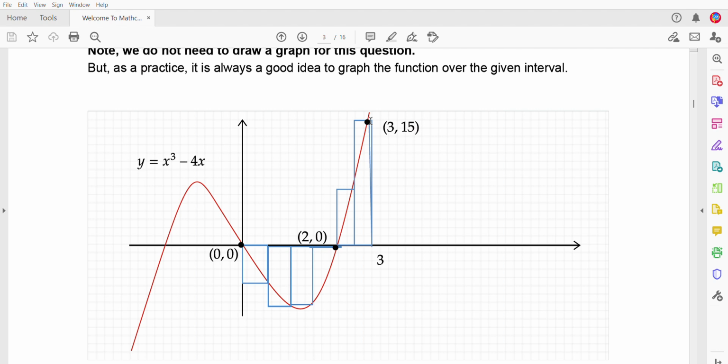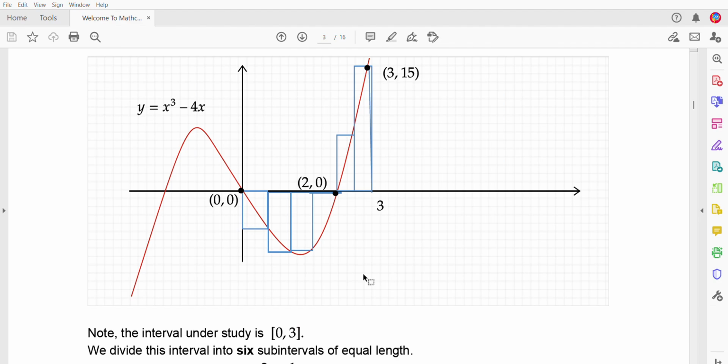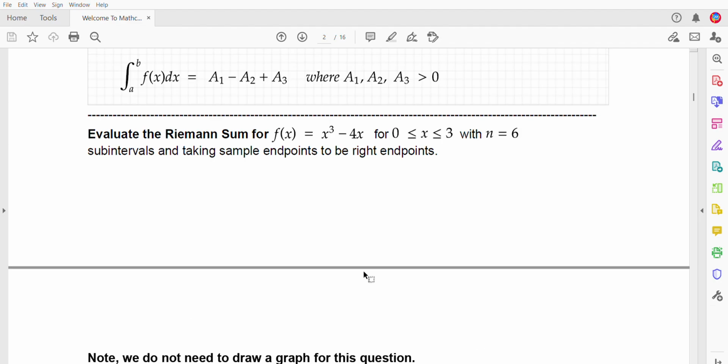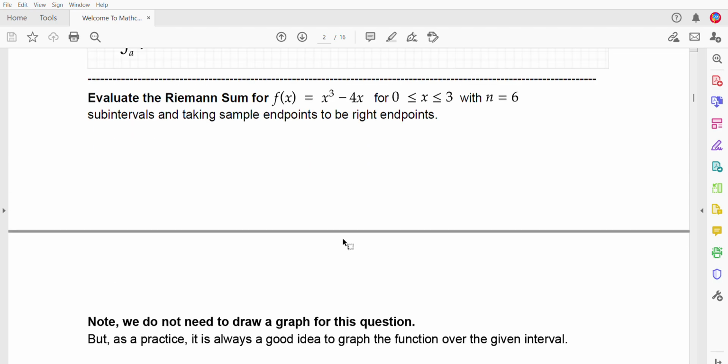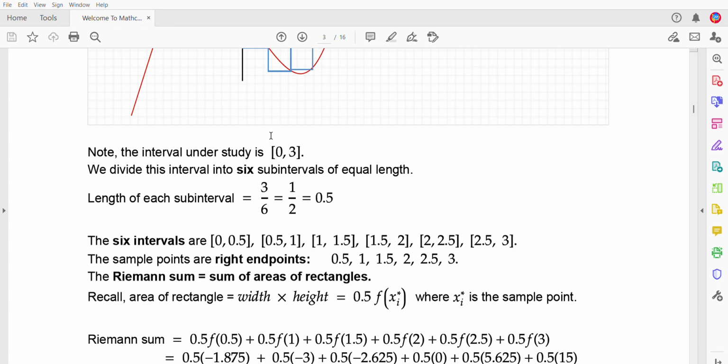Notice there is a substantial area below and some area above. So let's see how this looks. The goal is to use n equals 6, that is 6 rectangles over the interval 0 to 3, and this is your function. We are supposed to take right hand points. Okay, summarize that.